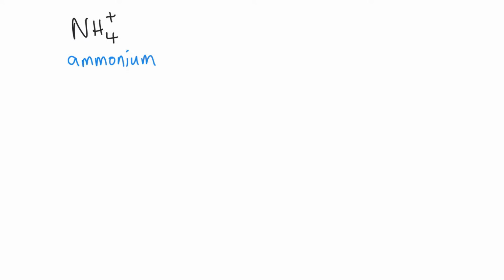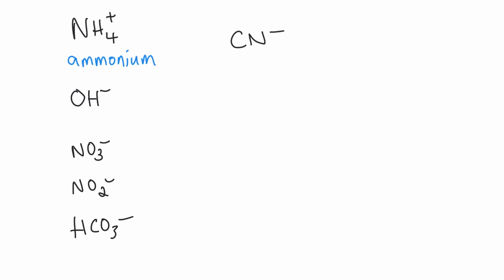And if we go down through the other ones, we have the OH minus ion, and we have the NO3 minus, and an NO2 minus, and we have an HCO3 minus, and golly gosh, we have a CN minus, and what else do we have? We have probably the hardest formula, C2H3O2 minus, and I think those are all the negative ones.